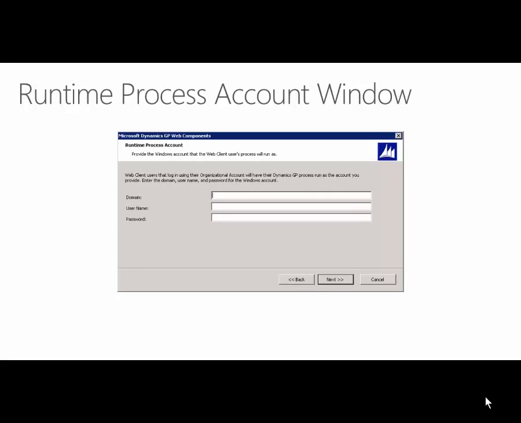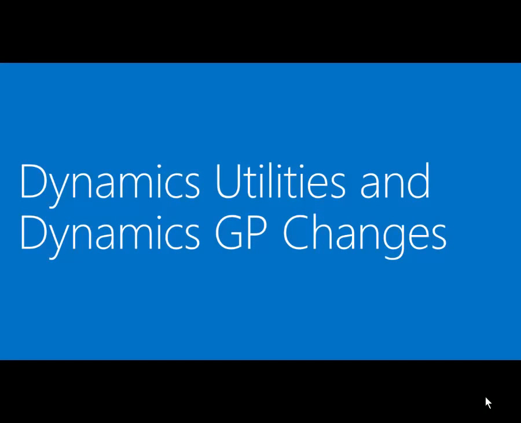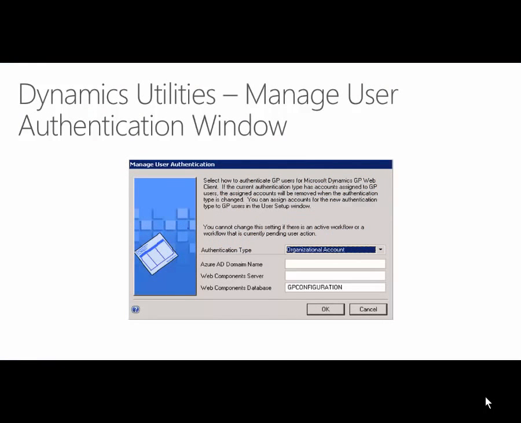All right. So that covers the install changes, just those two windows. Let's go ahead and look in Dynamics Utilities and Dynamics GP. So in Utilities, we have a new window called Manage User Authentication. And on this one, we also set the authentication type that it's looking to authenticate to.